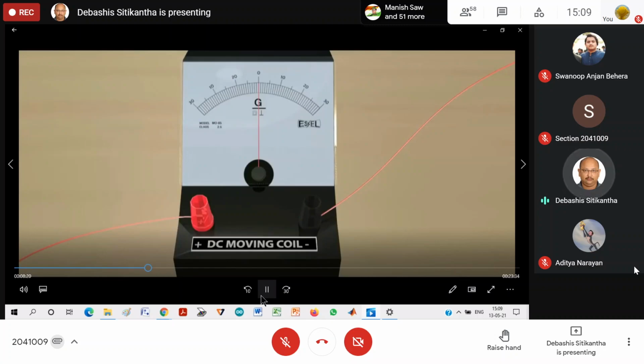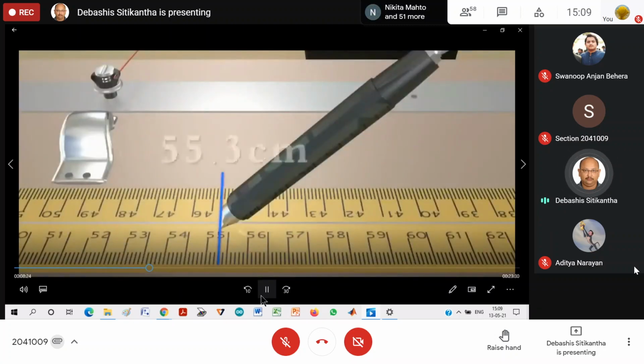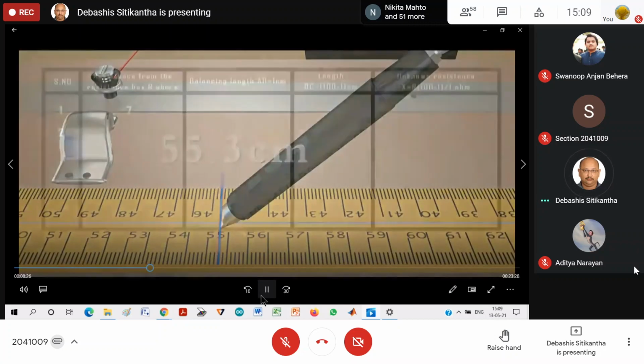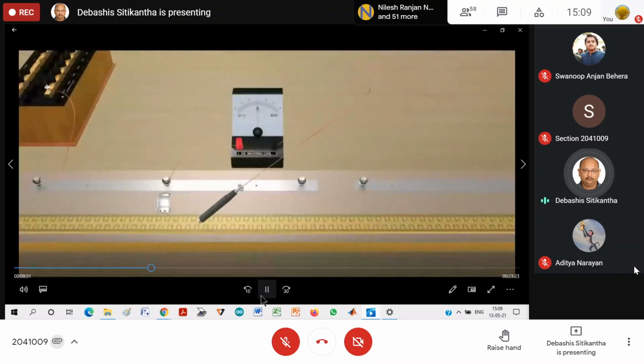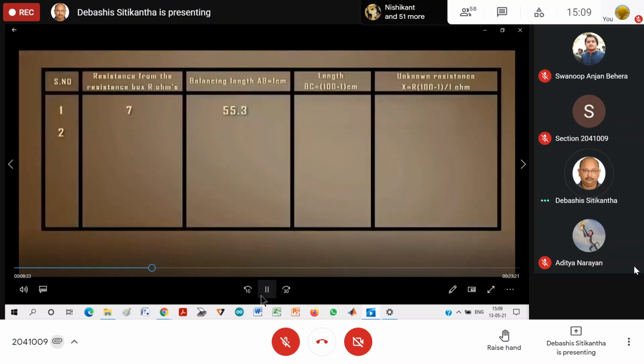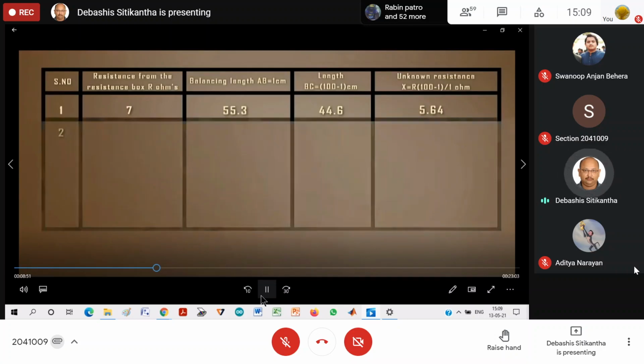So, let us measure the length of the wire. It is 55.3 centimeters, for example. Tabulate this value under balancing length AB is equal to L centimeters. Therefore, calculate the length BC, that is 100 minus L, which is 44.6 centimeters. Unknown resistance X is calculated using the values of AB, BC and R.